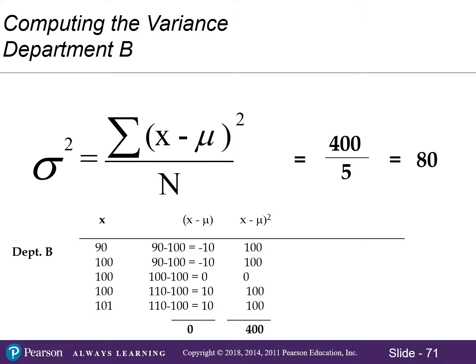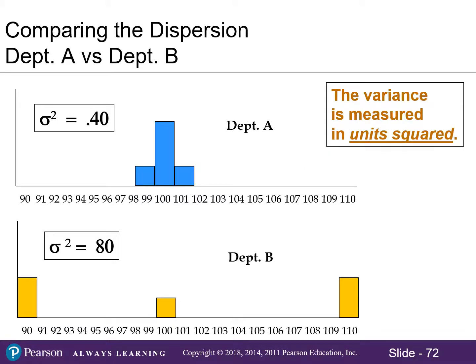values, then you square those values. Notice I'm getting a bunch of hundreds and some zeros. You add those all up to get 400, and then you take 400 and divide by 5 to get 80. How much bigger is that? Oh, it's so much bigger. Just as a reminder, Department A's spread is 0.4. Department B's spread is 80.